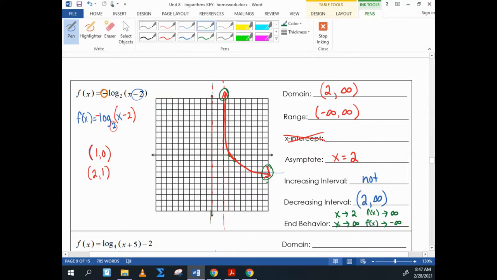All right, we'll add a few more of these transformations in our next video.